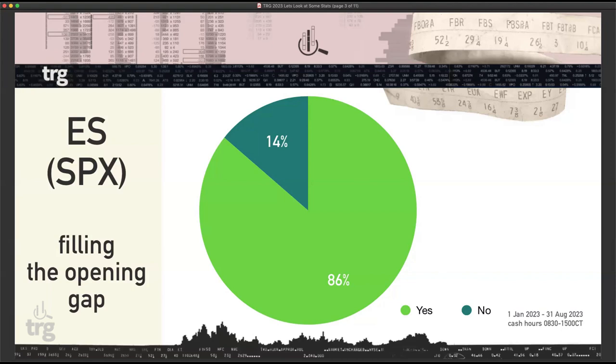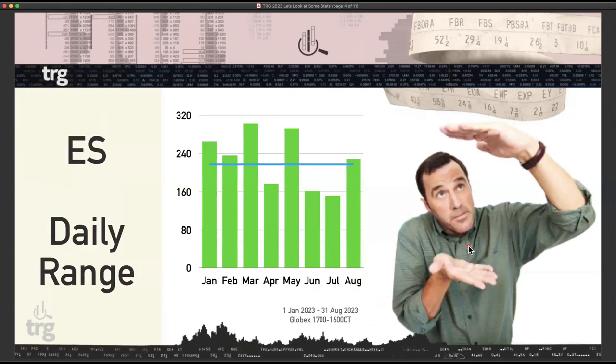Now I just want to check our attendees list because the next statistic partly has been put together based on a question about seasonality that came up last week, and the person who asked that question isn't here. Thanks for that. Anyhow, what we're going to look at next is the daily range.